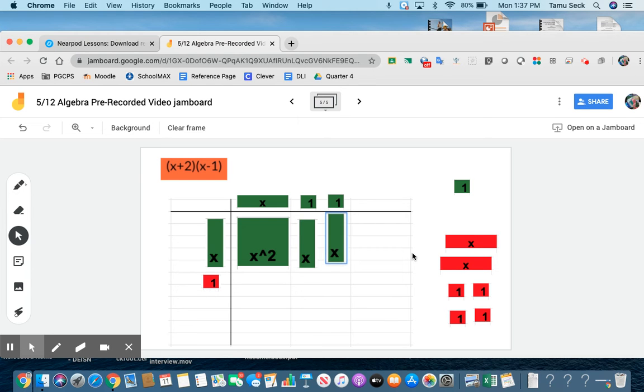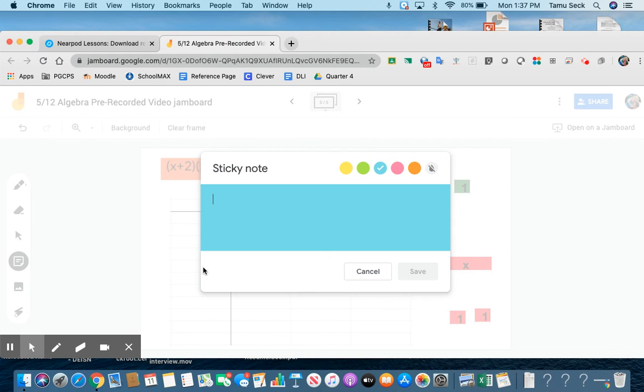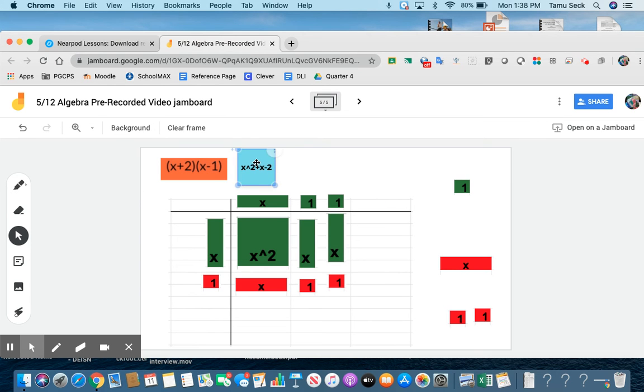X times negative 1 is negative x. And negative x times 1 is negative 1. And negative x times 1 is negative 1. So we combine like terms. There's x squared. Now we have 1 zero pair. So after we cross out our zero pairs, we're just left with 1x and then negative 2. So our answer is x squared plus 1x minus 2. The answer is x squared plus 1x minus 2.